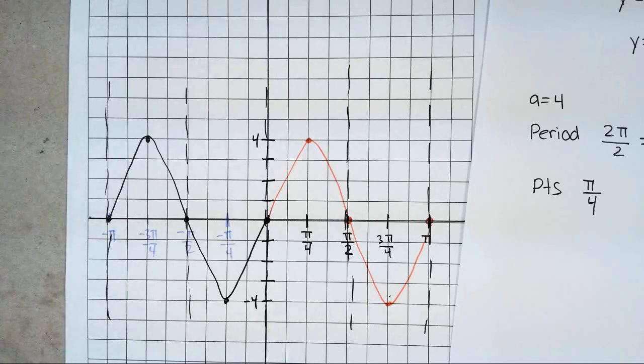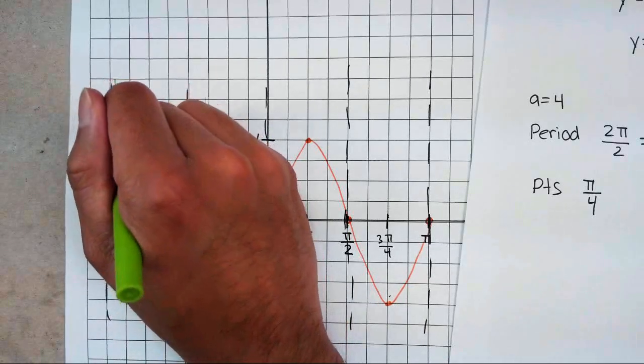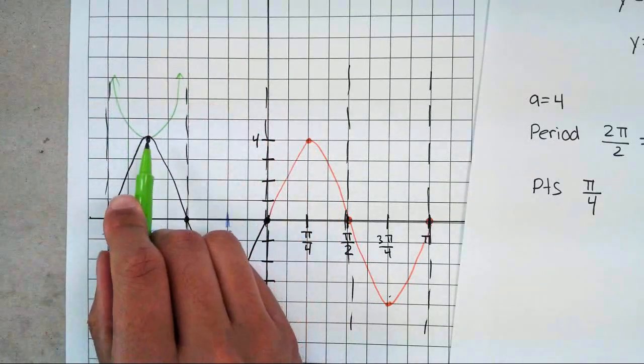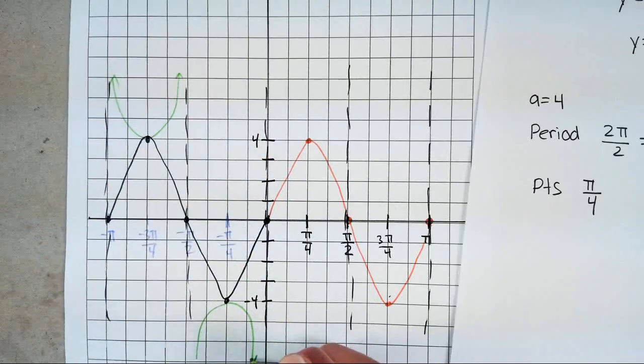Anywhere you see a max or a min determined by your amplitude, you're going to create a parabola. Now the unique thing about the parabola is it has to go through that point, the max or the min point. Same thing on this side.